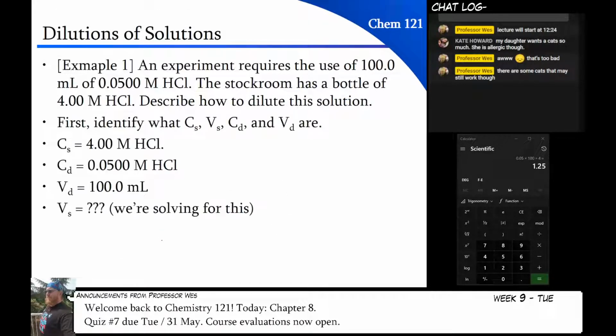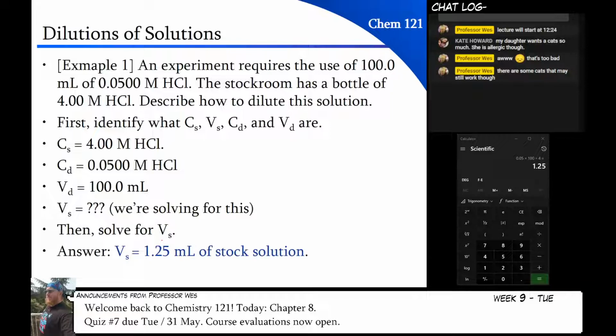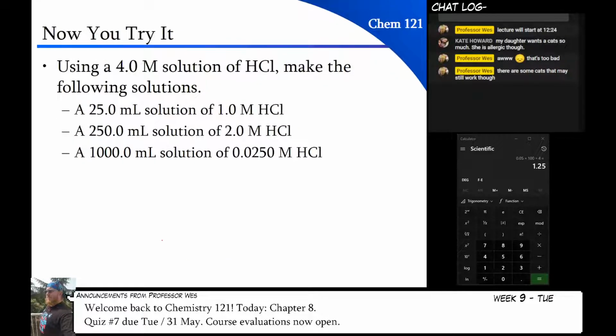Alright, so this is again what we just did. There's our stock solution. Now what I want you to do is use the same 4 molar solution that I used in my example, and make these solutions. So you're doing 3 separate problems here. I want you to make 25 milliliters of 1 molar HCl, 250 milliliters of 2 molar HCl, and 1,000 milliliters of 0.0250 molar HCl.